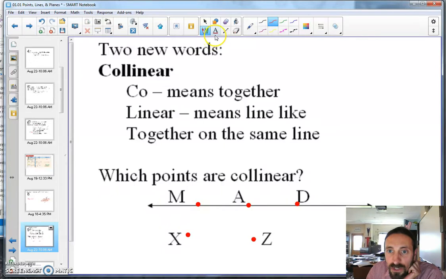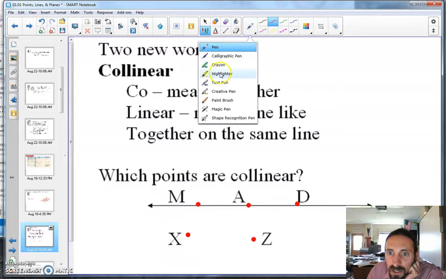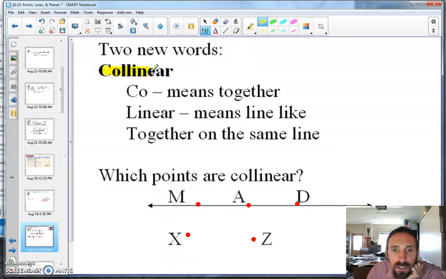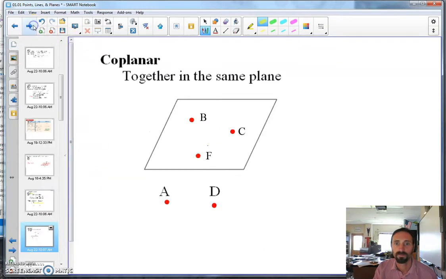Two other terms that you need to know and become familiar with here. So we're going to do this here. We'll get out a little highlighter. Collinear. Co means together. Linear means line-like, together on the same line. So which points are collinear? Of course, points M, A, and D are collinear.